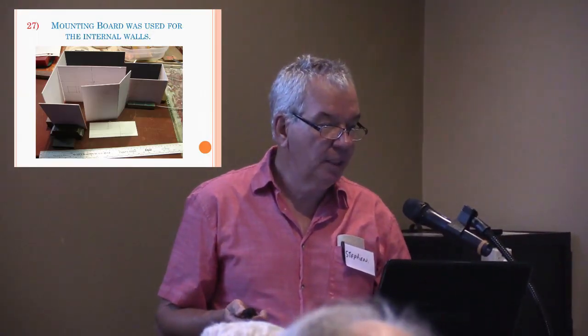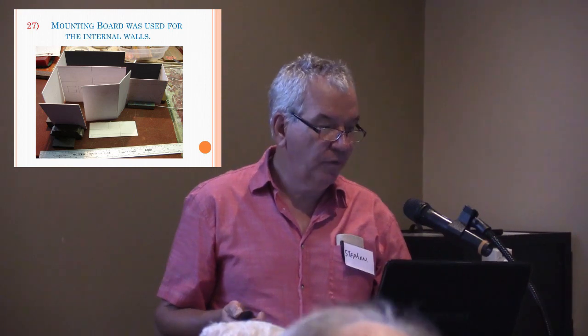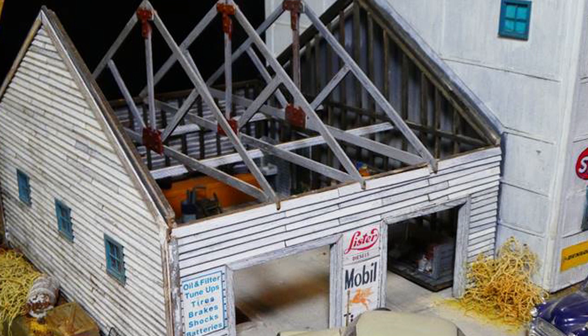Mounting board was used for the walls of the main building. The measurements were transferred from the plan to the board. The roof trusses were constructed out of coffee stirrers. You can buy coffee stirrers for, $1,000.